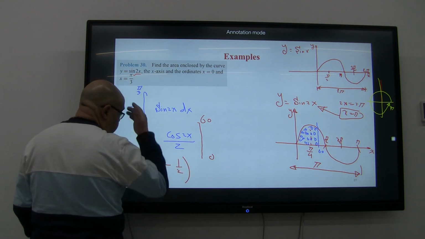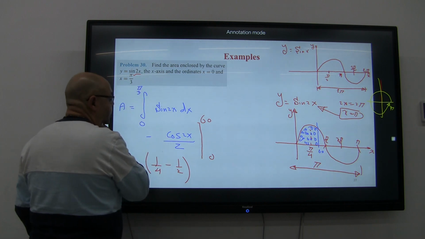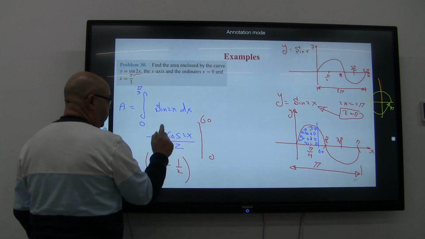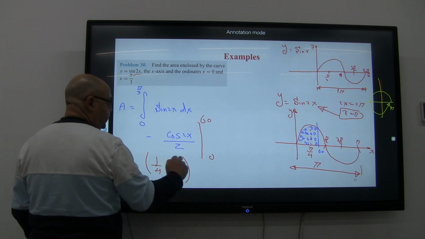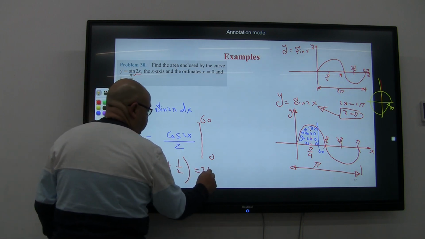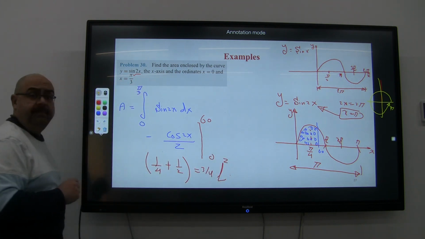Then try to get the difference between them. Once more, if you substitute by 60, it will develop a negative sign. Negative times negative is going to be positive. Then minus, if we substitute, it's going to be a positive value. This value is going to be 3/4 of an L square for this area.